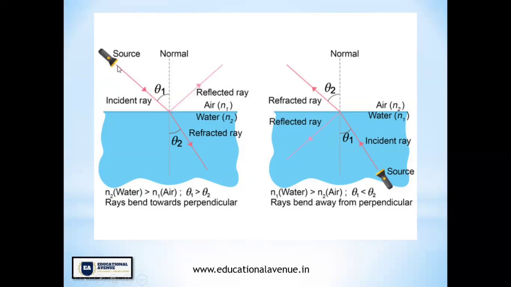If the light is incident on a surface and is getting inside another surface, here you can see this is air, and here this is water.